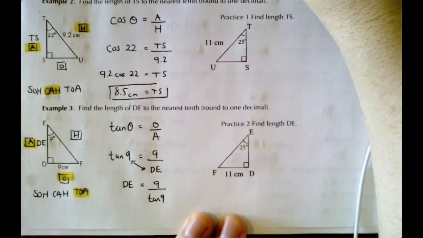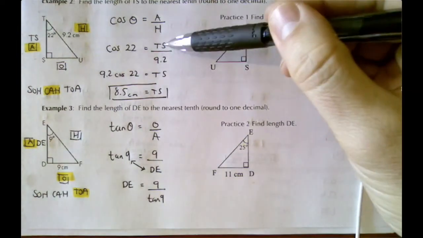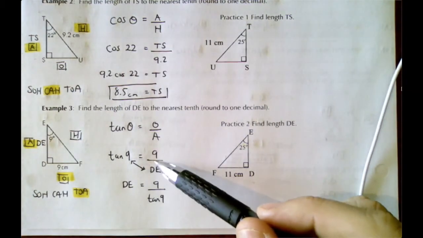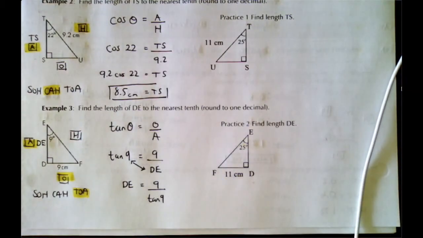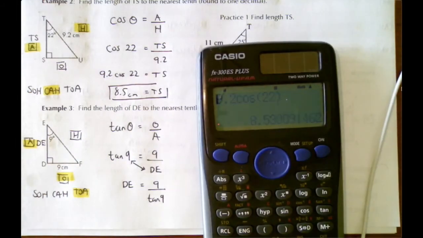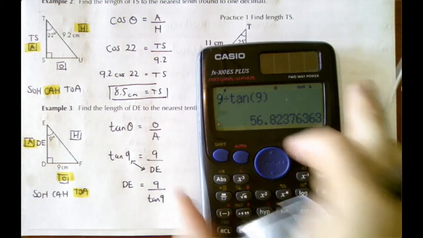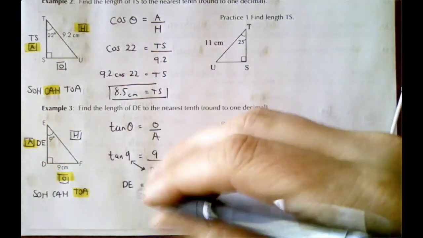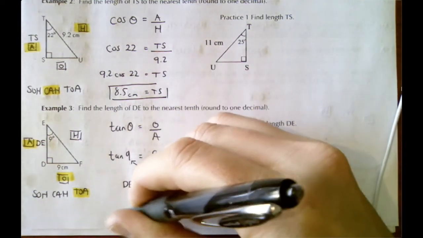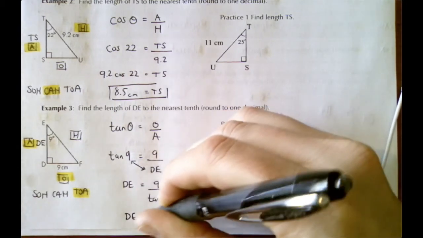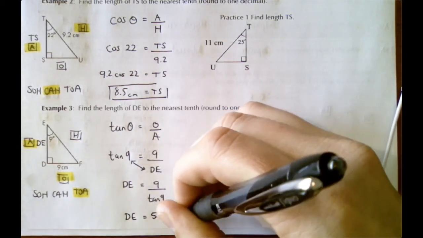So it just depends where your unknown is. If it's on the top, we solve it by multiplying. If it's on the bottom, we solve it by dividing. So let's solve one by dividing. 9 divided by tan 9 is 56.8. And we're still in centimeters, so DE is 56.8 centimeters.